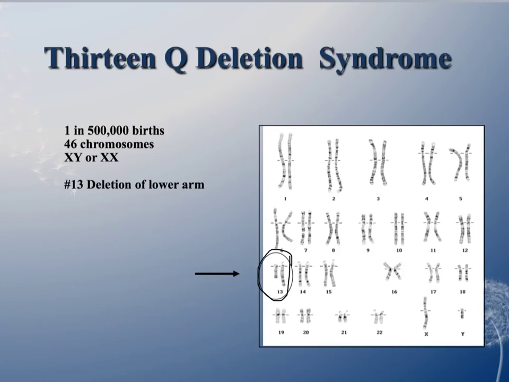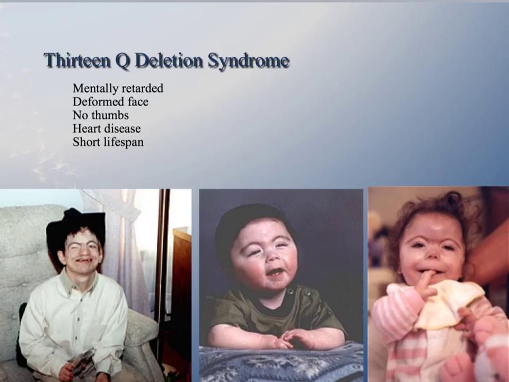So this is not non-disjunction. This is an actual deletion or loss of a piece of chromosome. Some of the symptoms include mentally retarded, having a deformed face, no thumbs, heart disease, and they do have a short lifespan.